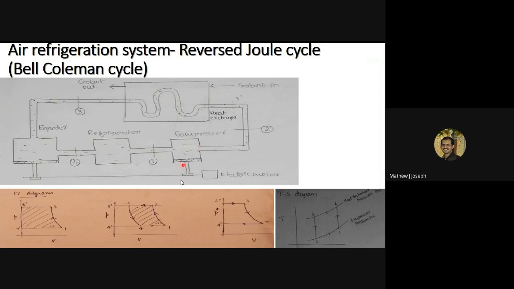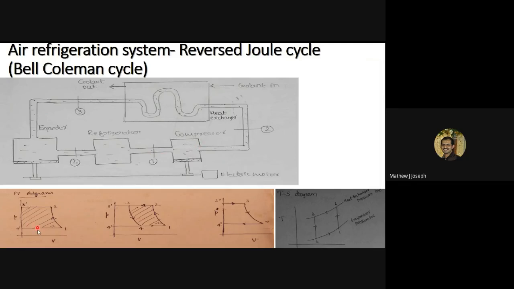Okay, so we know the piston cylinder arrangement will have a suction stroke, then a compression stroke. During the suction stroke, the piston will be moving away from the top dead center, down to the bottom dead center. During that suction stroke, the air will be admitted inside the compressor cylinder.